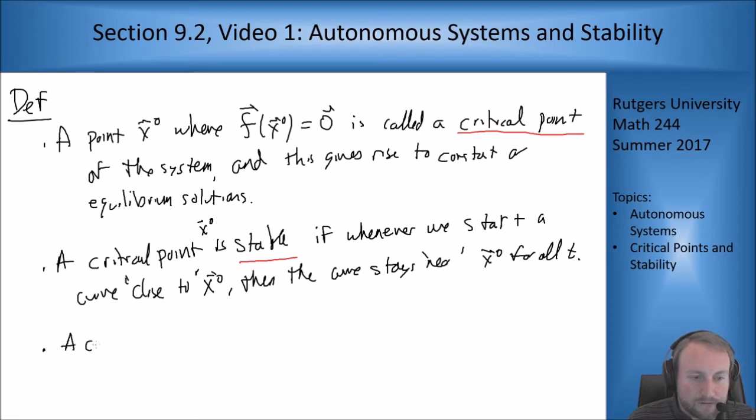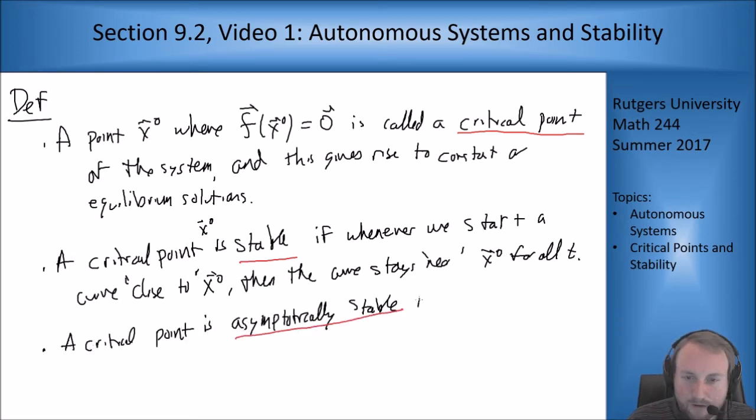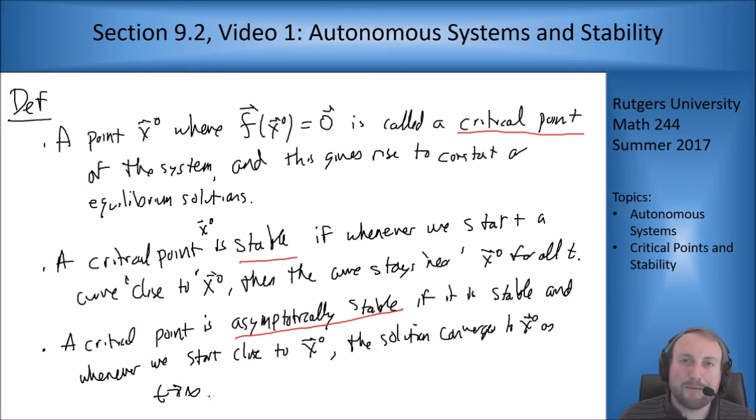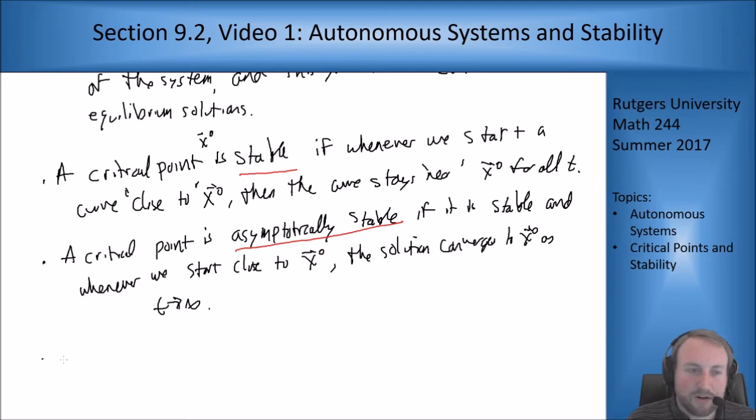A critical point is asymptotically stable if it is stable and whenever we start close to x0, the solution converges to x0 as t goes to infinity. So again, we have a different distinction between asymptotically stable and stable. Stable just means that if I start nearby, I have to stay nearby. Asymptotically stable means if I start nearby, I'm staying nearby, but I'm also getting closer and closer to my critical point as time goes on. And then finally, if a critical point is not stable, then we call it unstable.